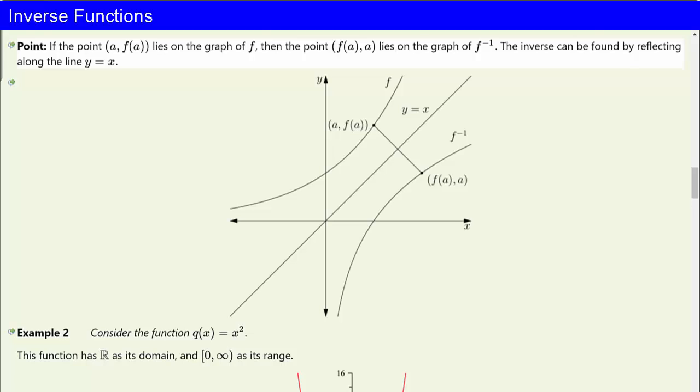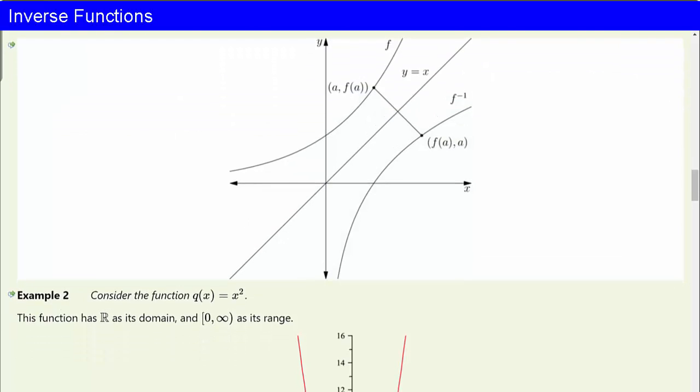When we say reflect, what we mean is move the point (a, f(a)) on a line segment perpendicular to the line y equals x until the point crosses the line y equals x and has moved an equal distance from the line y equals x to the other side.